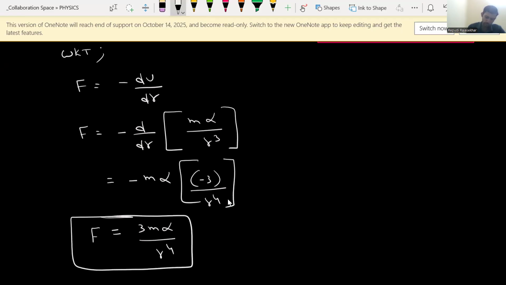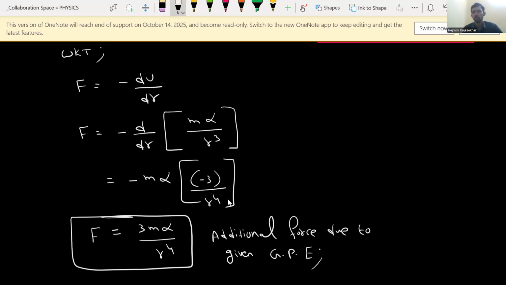This is the additional force due to the given gravitational potential energy, or gravitational potential field also you can write. This is the total force acting.